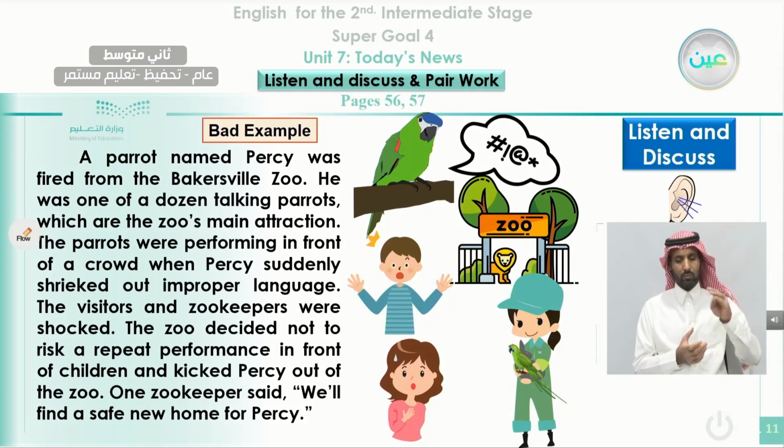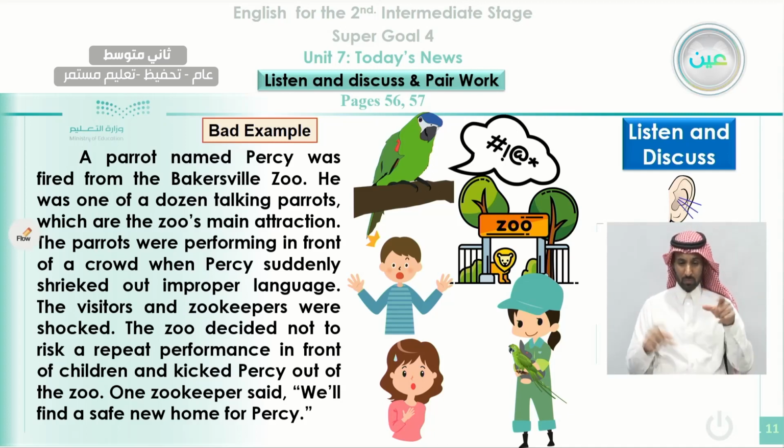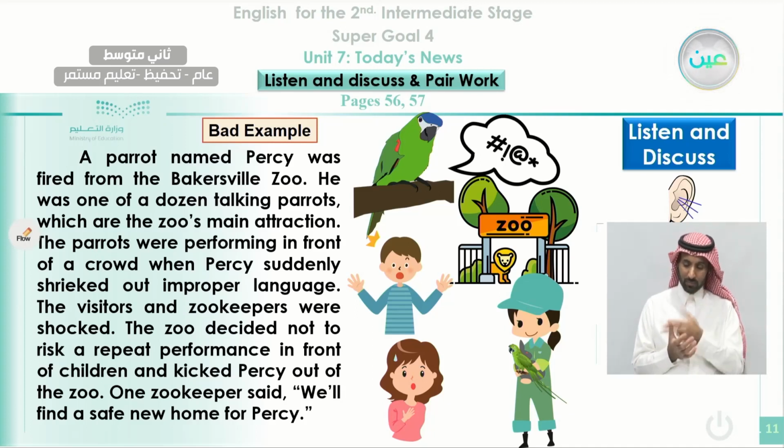A parrot named Percy was fired from the Bakersville Zoo. He was one of a dozen talking parrots, which are the zoo's main attraction. The parrots were performing in front of a crowd when Percy suddenly shrieked out improper language. The visitors and zookeepers were shocked. The zoo decided not to risk a repeat performance in front of children and kicked Percy out of the zoo. One zookeeper said, "We'll find a safe new home for Percy."